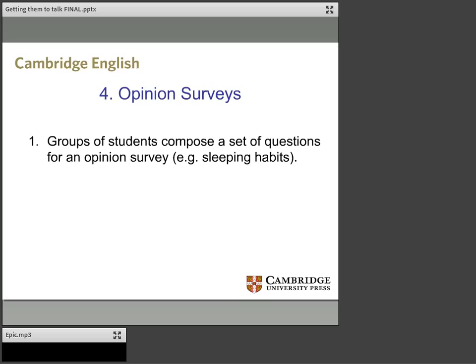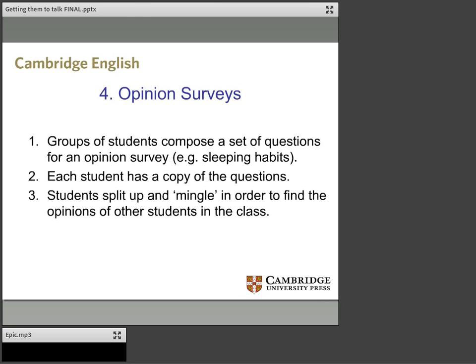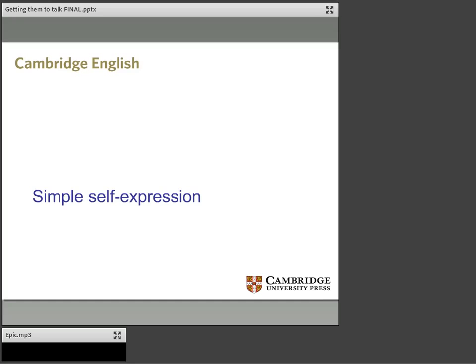Then there are opinion surveys, also based on scaffolded questions and answers. Groups of students compose a set of questions for an opinion survey. So they help each other compose, they say them, and they also write them down. In this case, each student has a copy of the questions, and then they split up and they mingle in order to find out the opinions of other students in the class. So they're interviewing each other using the questions they found, and then they come back together, collate answers, and report to the class.